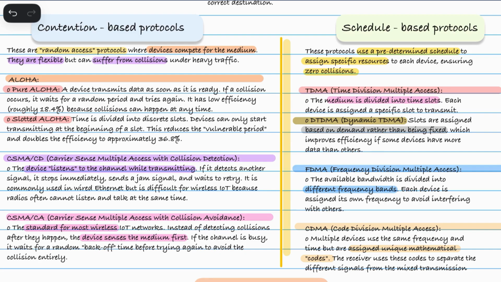Every single device transmits at the exact same time over the exact same frequency band. However, every device encodes its data using a unique code. So what is happening? We are assigning codes to everyone, and they are transmitting the data, and once they reach the location, they are identified using this code, right? So the receiver uses the code to separate the different signals from the mixed transmission.